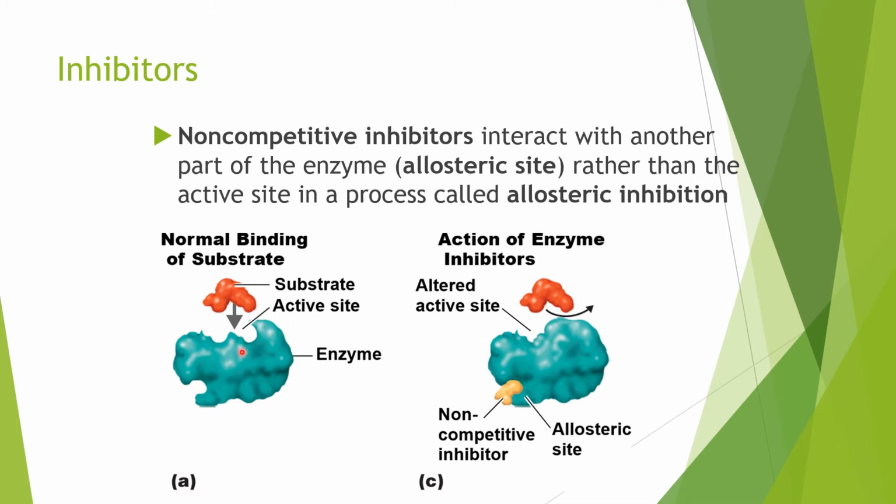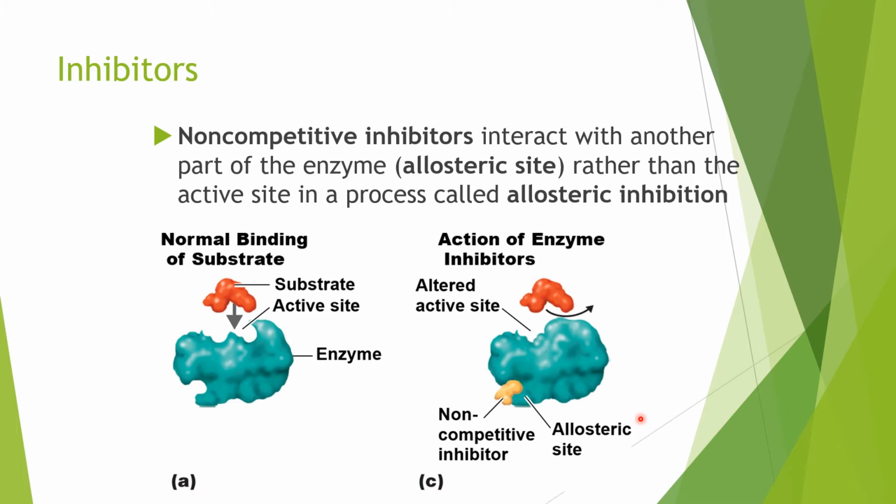So if this is the enzyme right here, and here's the active site, notice how there's another site right here on the side of the enzyme. We call this site right here the allosteric site, and the term allosteric just means different. So those non-competitive inhibitors bind to those allosteric sites.